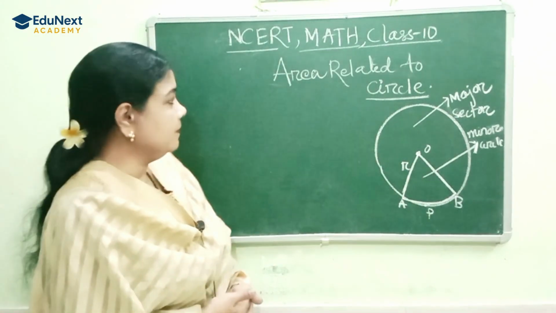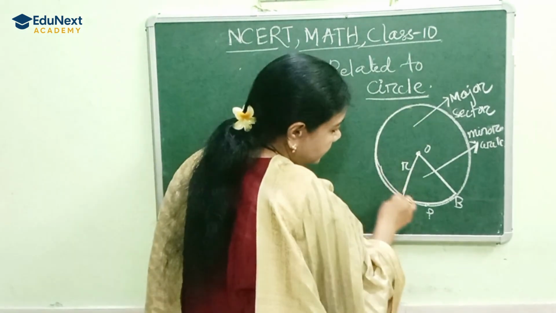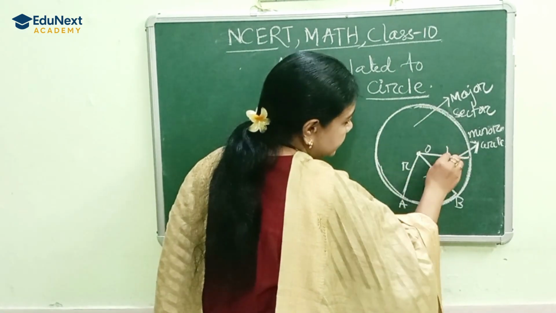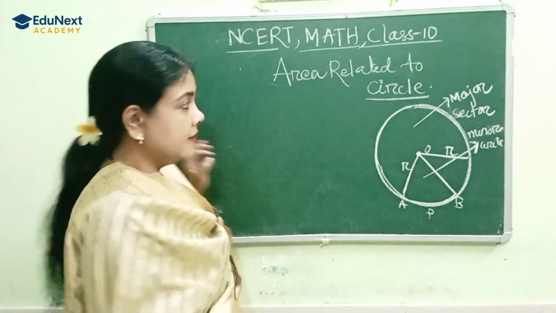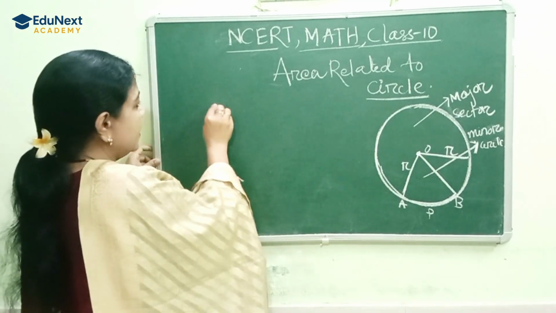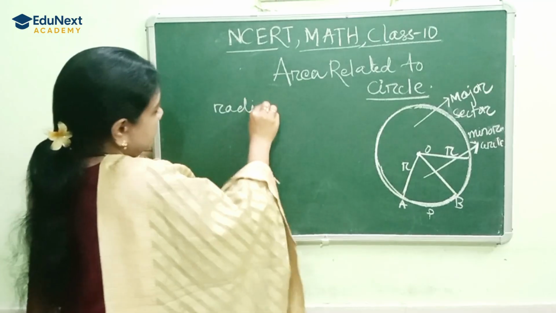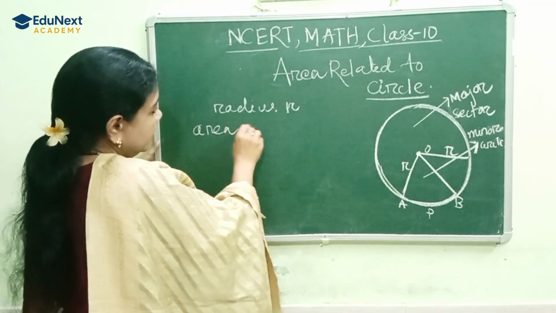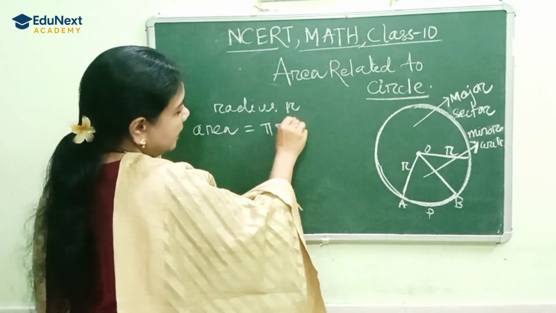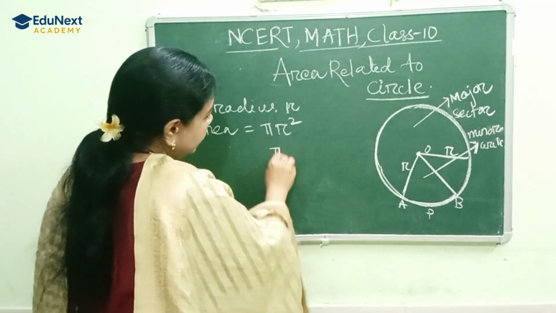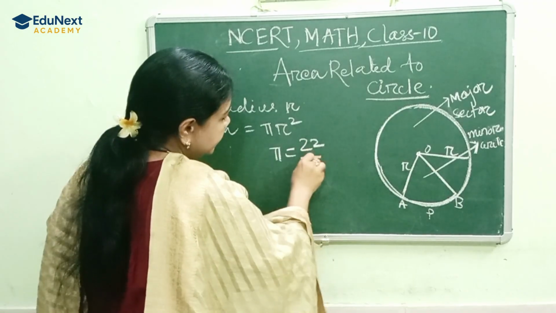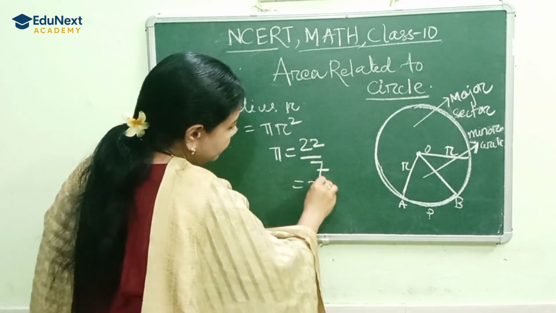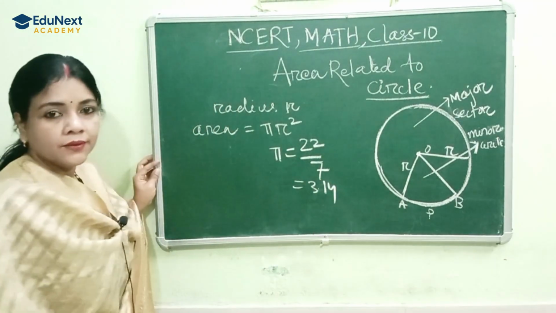So you know it is a circle and this is a radius r. Now, if a circle is having radius r, then the area is equal to pi r square, where pi you can take 22/7 or 3.14.